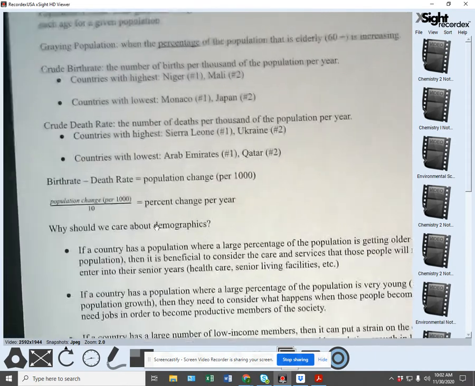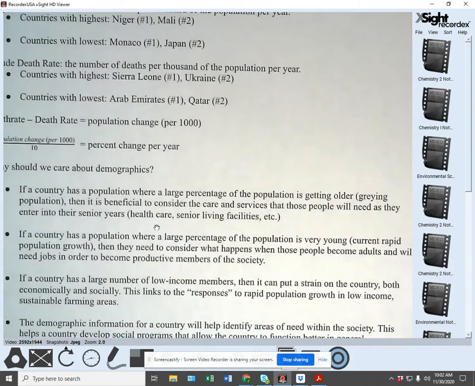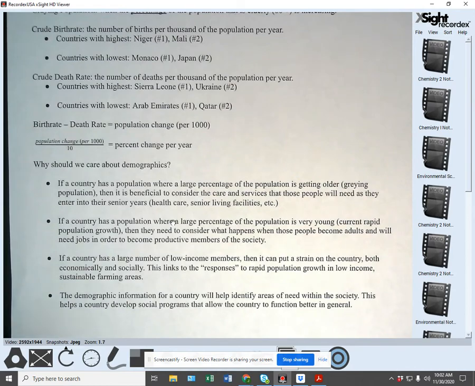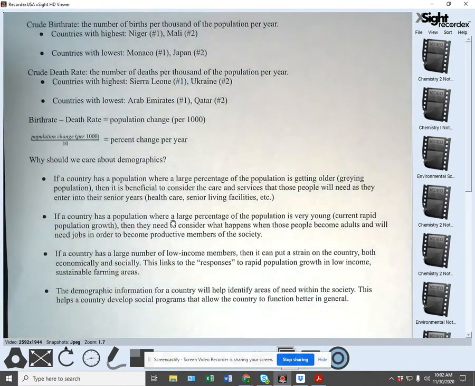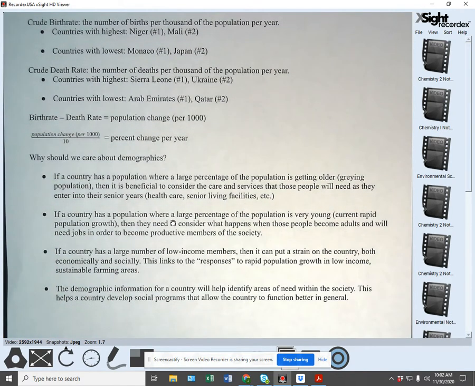All right. Why should we care about population demographics? Like, what's the value in some of these projection profiles and stuff like that? Okay, well, I have some reasons listed here that I will talk through with you a little bit. So if a country has a population where a large percentage of the population is getting older, a graying population, then it is beneficial to consider the care and services that those people will need as they enter into their senior years, such as healthcare, senior living facilities, stuff like that.